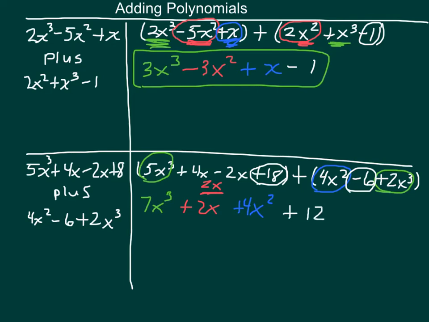Now, this is fine, this is correct, but it's not the best way to write it. The best way to write it would be so that we have the biggest exponent first and the smallest exponent last. So it'd be best if we had 7x cubed plus 4x squared plus 2x plus 12. So we want to get in the habit of writing the biggest exponent first if we can. Okay, let's take a look at the next slide.